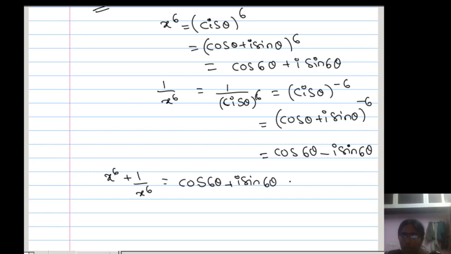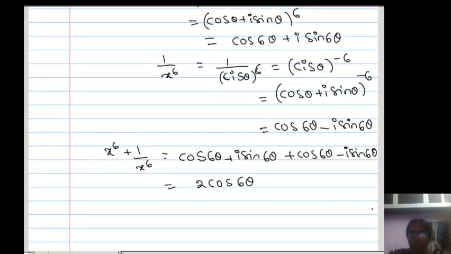What is 1 by x power 6? Cos 6 theta minus i sin 6 theta plus i sin 6 theta, minus i cancel. Let us see, cos 6 theta, cos 2... 2 cos 6 theta. Okay. So I think this is your answer, 2 cos 6 theta. Correct. Okay, this is RHS. Next.